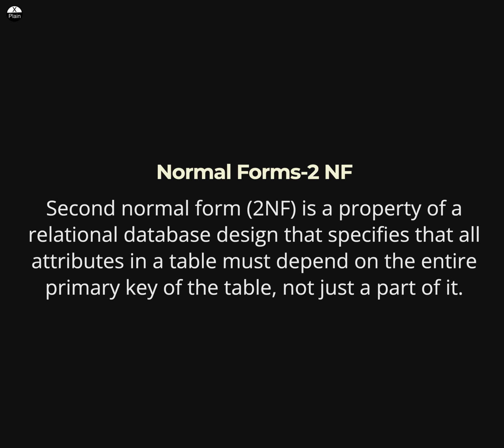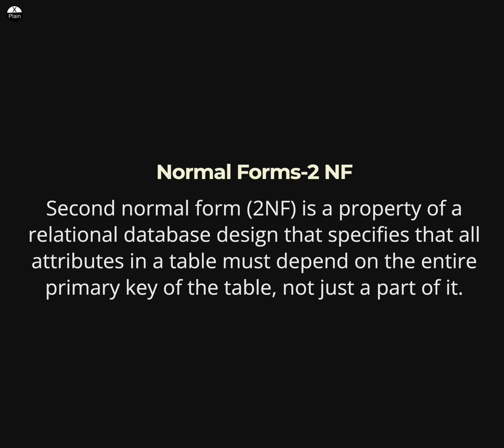Today we are going to talk about second normal form, part of database management system course. Second normal form is a property of a relational database design that specifies that all attributes in a table must depend on the entire primary key of the table, not just a part of it. This means that even non-key attributes in the table must be fully dependent on the primary key and not just on a part of it.